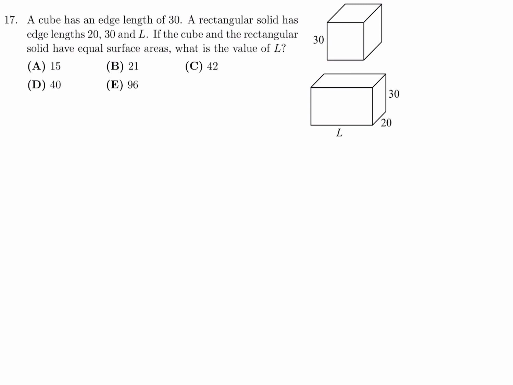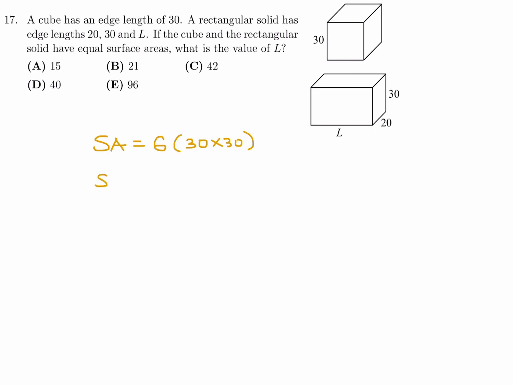A cube has edge length of 30. A rectangular solid has edge lengths 20, 30, and L. If the cube and the rectangular solid have equal surface areas, what is the value of L? The cube has a surface area of 6 times the area of one of its faces, which would be 30 times 30. So that's the surface area of the cube.